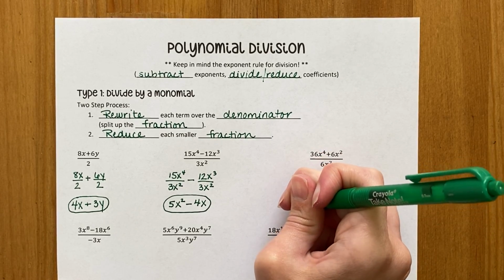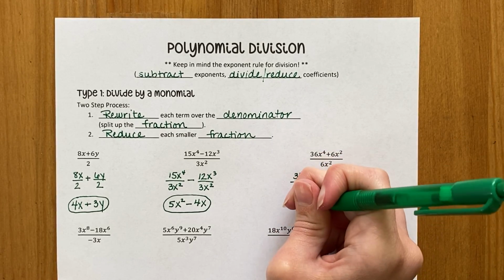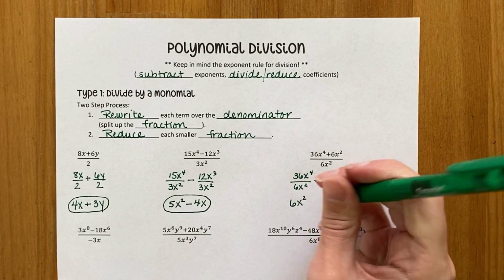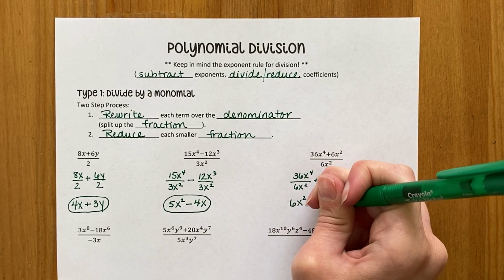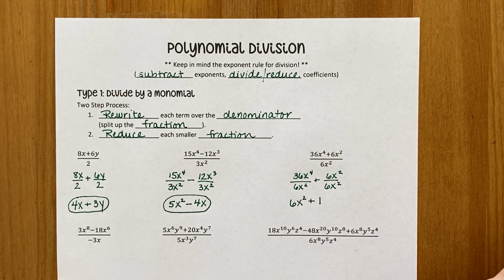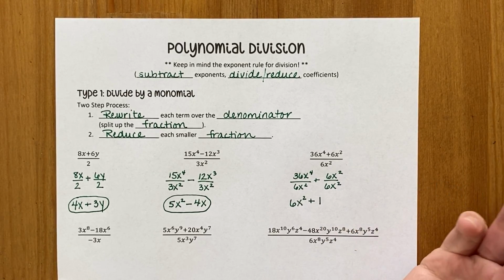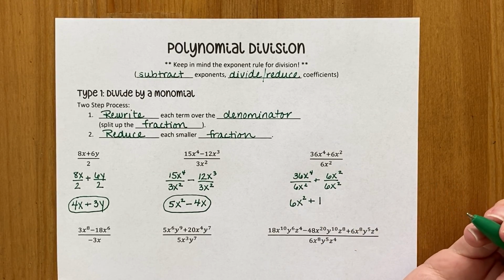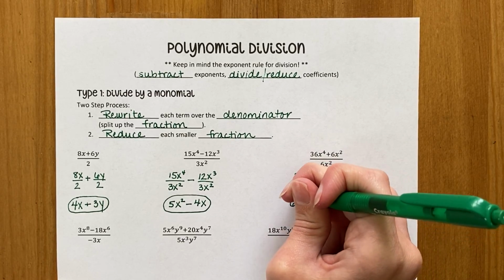36 divided by 6 is going to make 6. 4 minus 2 is 2. Now over here, 6 divided by 6 does make 1, and x squared cancel out. 2 minus 2 would be nothing, or 0, which follows right along with that exponent rule for 0 exponents. And that actually makes this my final answer.